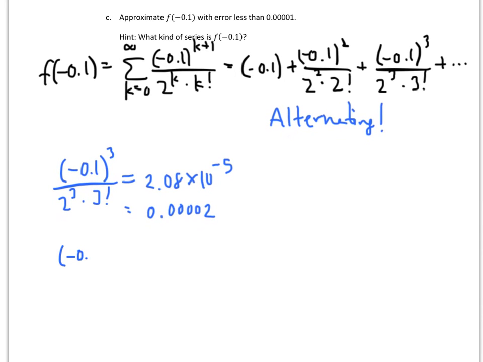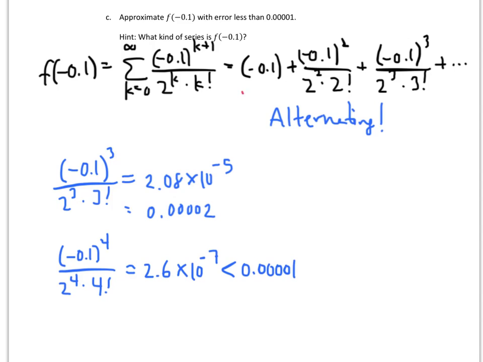So negative 0.1 to the fourth divided by 2 to the fourth times 4 factorial. And our calculator tells us that that's about 2.6 times 10 to the minus 7, which is definitely small enough. That's definitely less than 0.00001. And so that means that the way to approximate our series with this degree of accuracy is to simply add up these first three terms. So we're going to take these first three terms and add those up and see what we get.